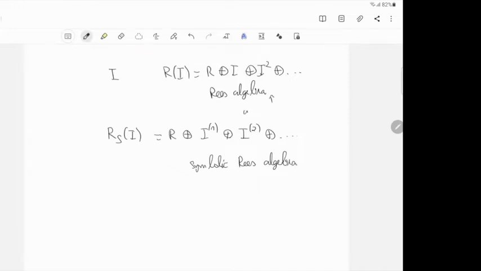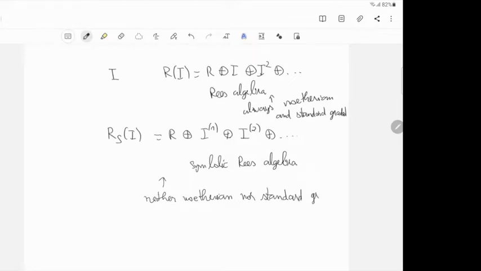So this guy is always Noetherian and standard graded, meaning that it is generated in degree 1 over R. But this guy is in general neither Noetherian nor standard graded. So you may need generators of different degrees: degree 1, 2, and so on. So in the case of monomial ideals, you get Noetherianity.